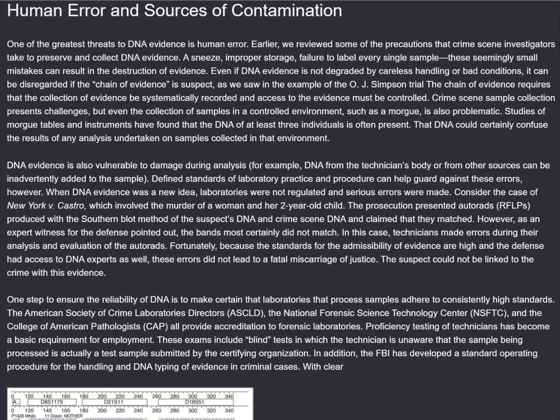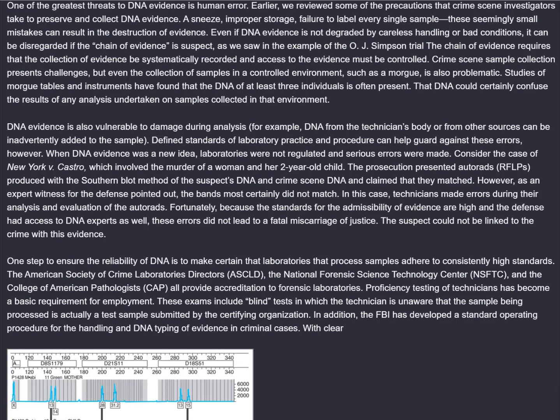Human error and sources of contamination. One of the greatest threats to DNA evidence is human error. Earlier, we reviewed some of the precautions that crime scene investigators take to preserve and collect DNA evidence. A sneeze, improper storage, failure to label every single sample. These seemingly small mistakes can result in the destruction of evidence.